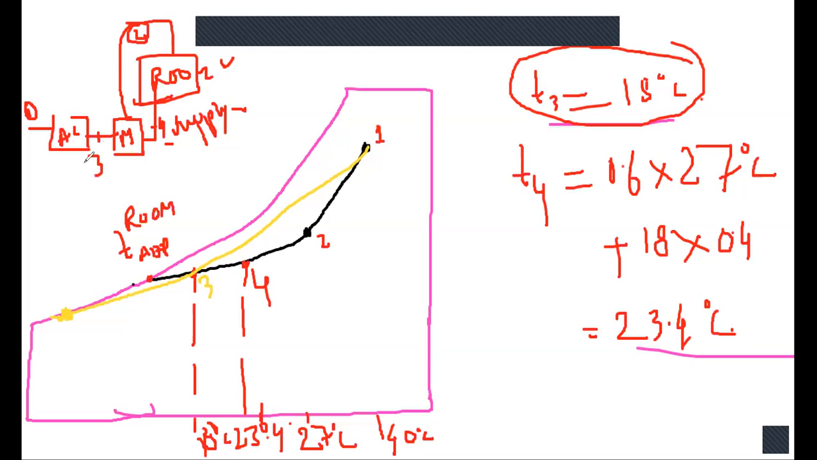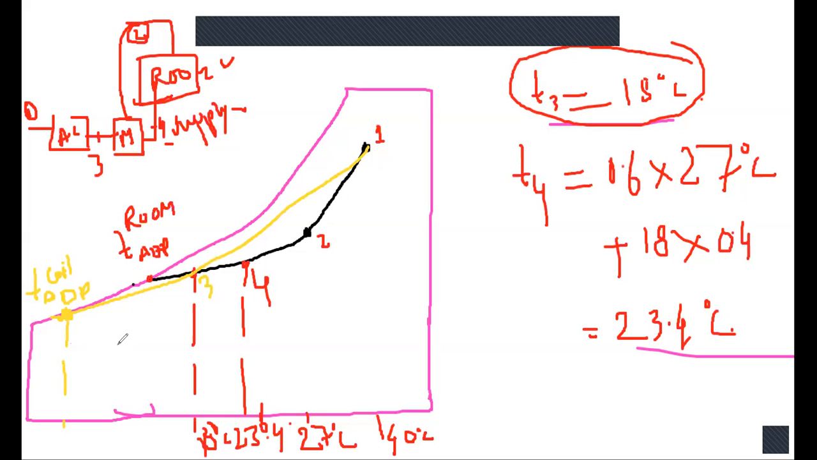The line between 1 and 3 means this is the line between AC points, so that line ultimately cuts to the saturated point. This temperature is called ADP of coil, because this is the line of AC. That means the line between before AC and after AC, which ultimately cuts to the saturated point. This saturated point is called coil ADP, which we already calculated and measured from our chart.